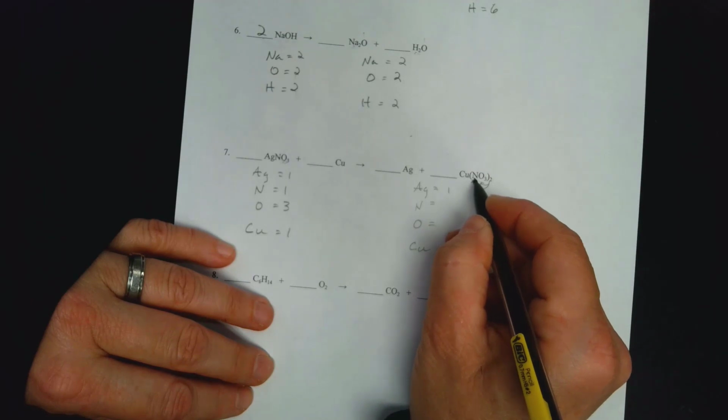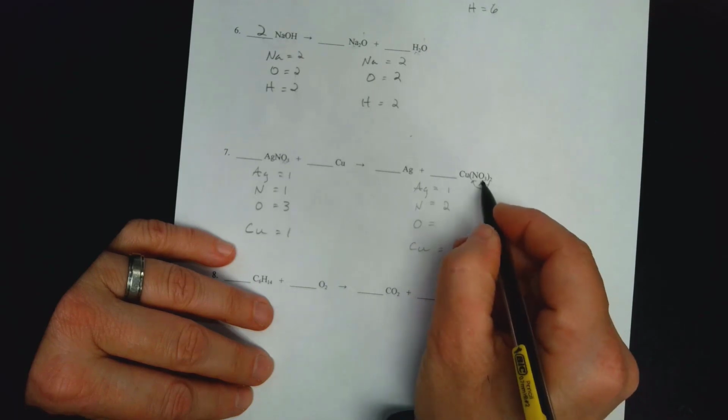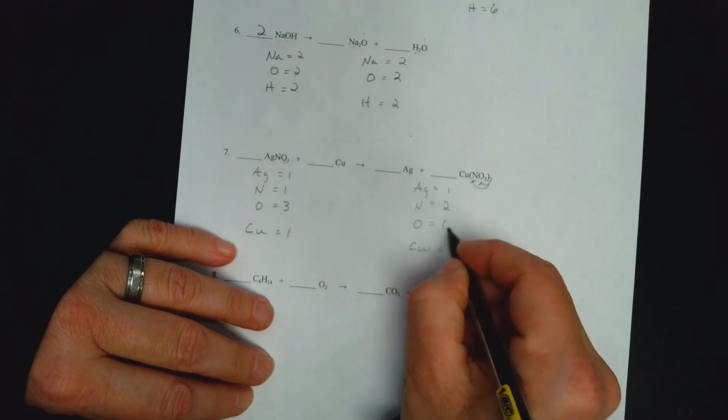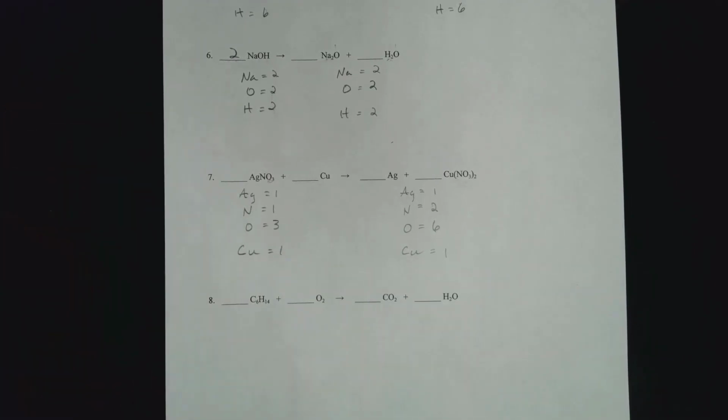So we have 1 nitrogen inside the parentheses. If we take that 1 nitrogen times 2, that means we have 2 nitrogen. We have 3 oxygen inside the parentheses times 2. 3 times 2 is 6 oxygen. So we have finished updating this side. Let's check for balance. Our silvers are balanced. Nitrogen, no. Oxygen, no. Copper, yes.